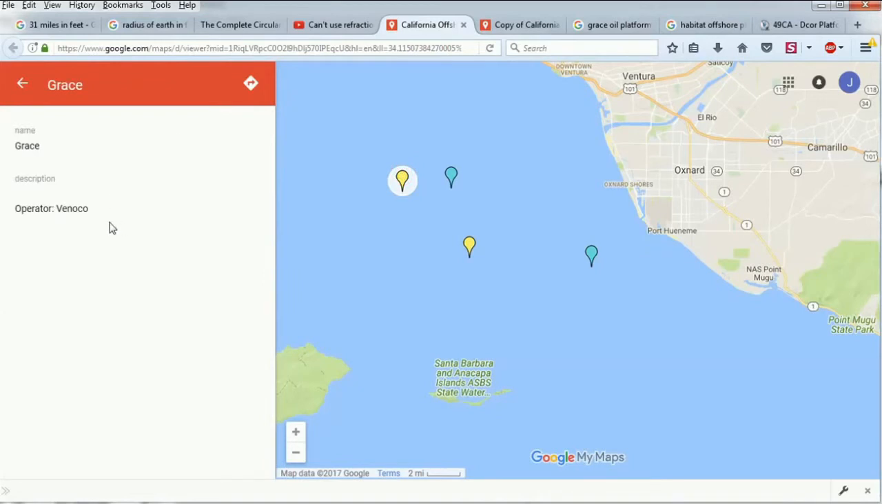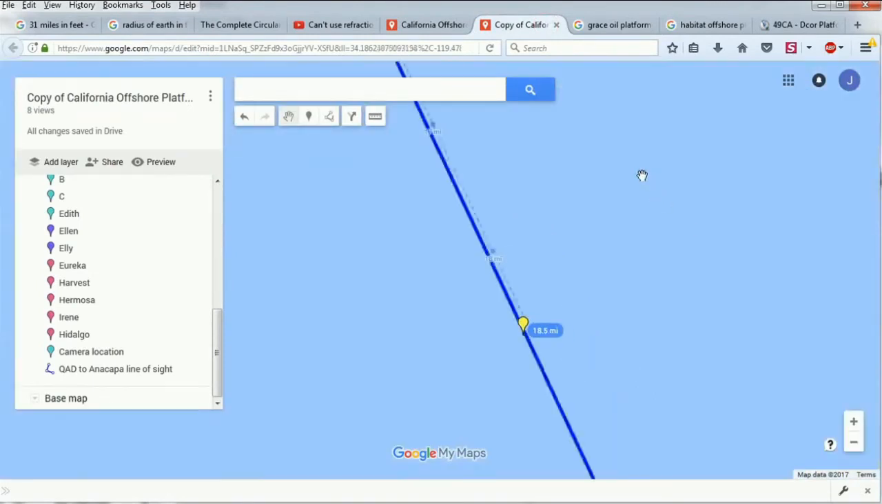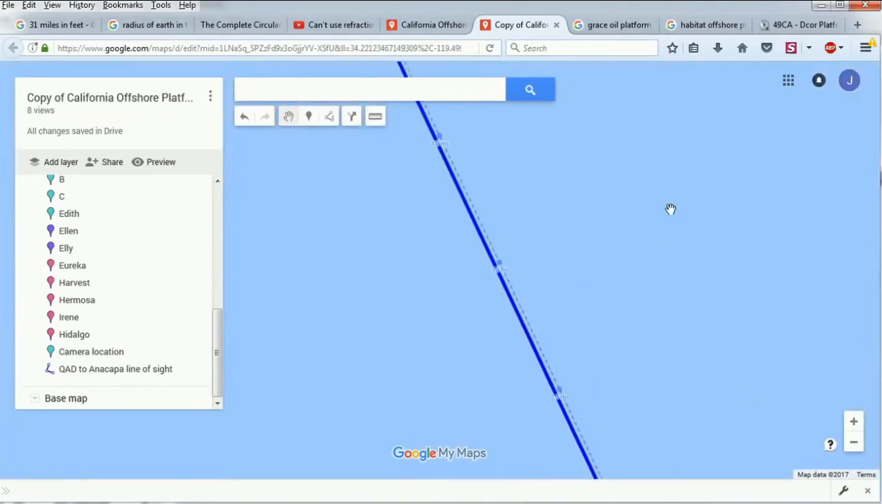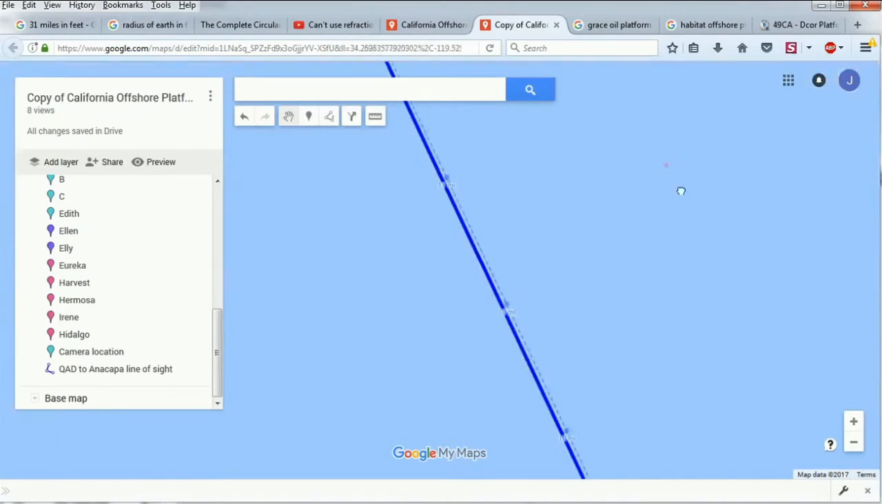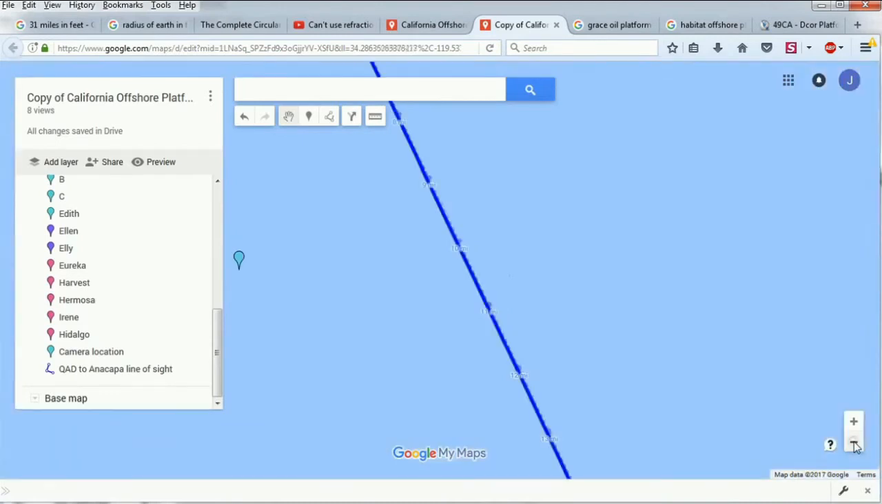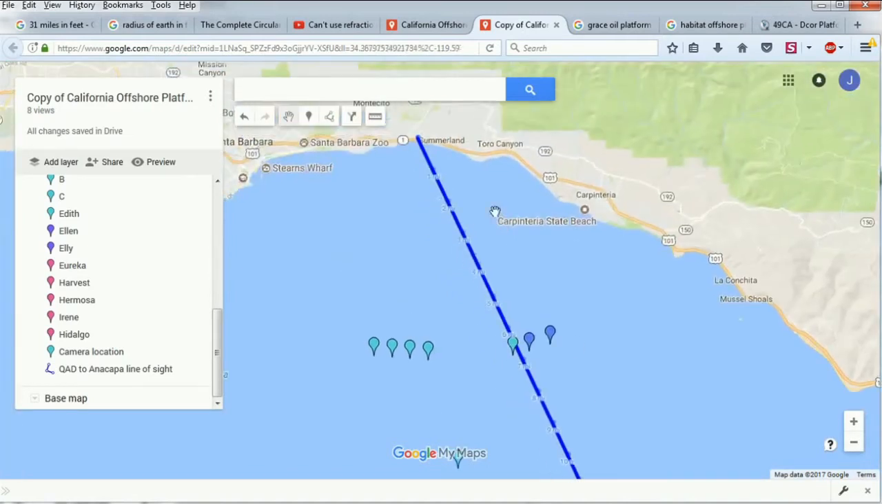Platform Grace, operator Venoco. So that is the actual platform we're looking at, and it is in a straight line to QAD. What I did was I made a copy of that map, and I added in the line of sight. This is going to take forever. So there's that nearer platform that I was talking about, much closer to the shore.